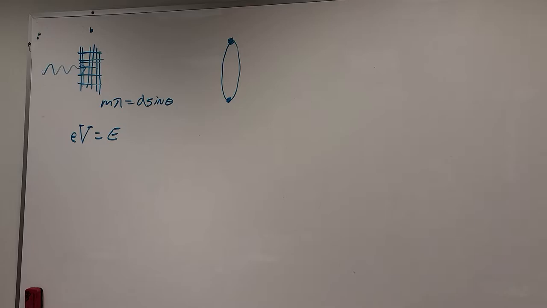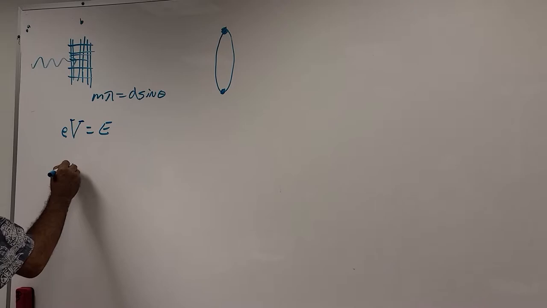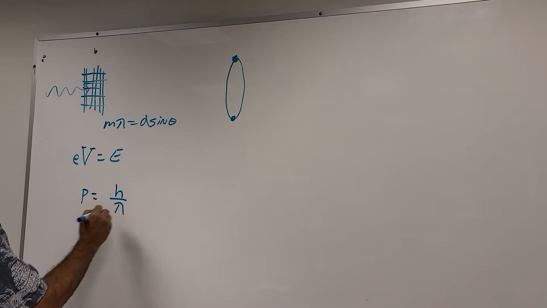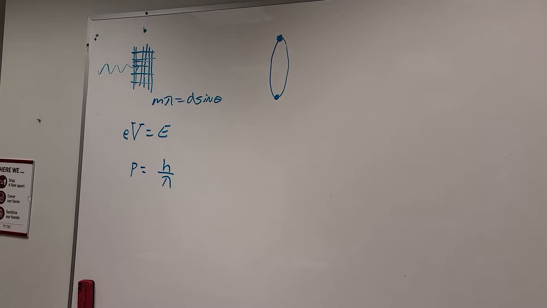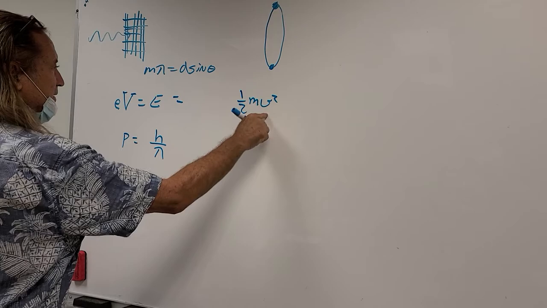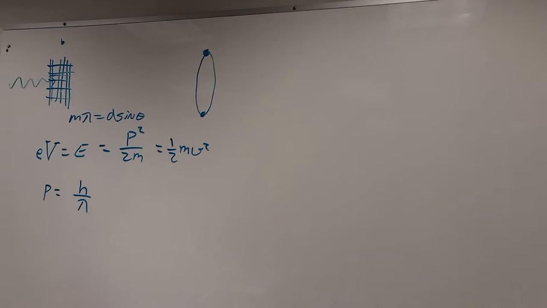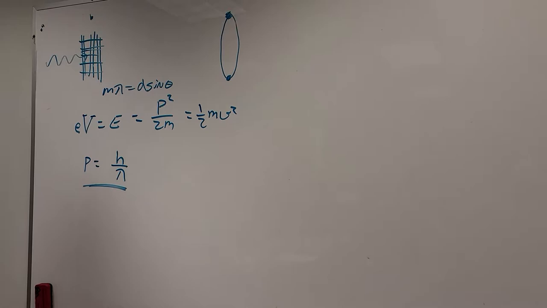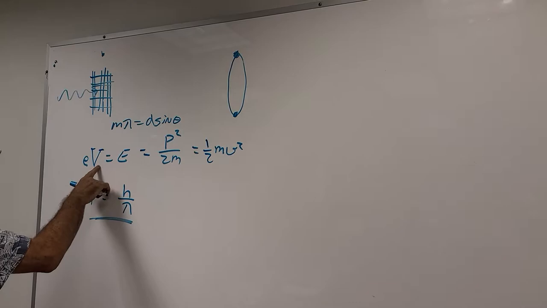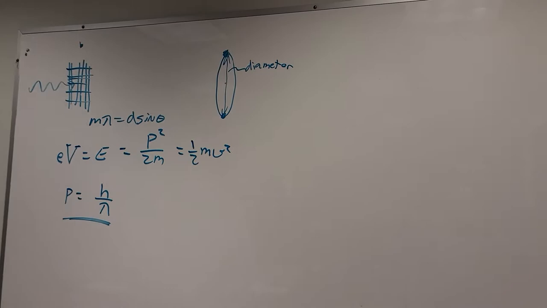The other thing is, we know that the momentum of the electrons is equal to h over lambda. And of course, if we know the energy, we can calculate the momentum. So from the energy, we can get that the energy is 1/2 mv squared, the speed squared, but we can always rewrite that as p squared over 2m, using the fact that p is mv. So really the first thing this experiment proves is the de Broglie relationship. So if you know the voltage and by measuring the diameter of this circle, you end up getting the wavelength of the electrons.